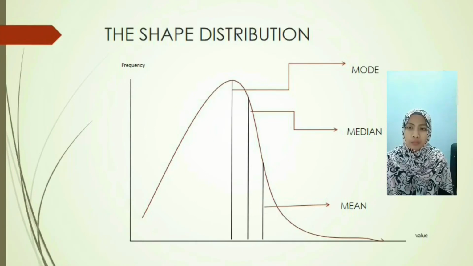The shape will move to the right because the mean is greater than the median and mode. So this is positively skewed. If the mean is bigger than the median and the median is bigger than the mode, the shape of distribution will skew to the right. Lastly, if the shape of distribution skews to the left, it means that the mean is smaller than the median and the median is smaller than the mode. For this report, after our calculation manually and using SPSS, the shape of distribution shows skewed to the right.